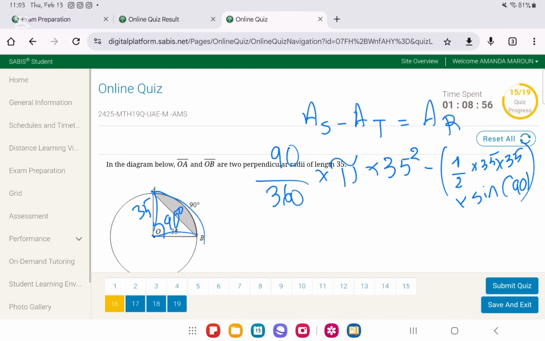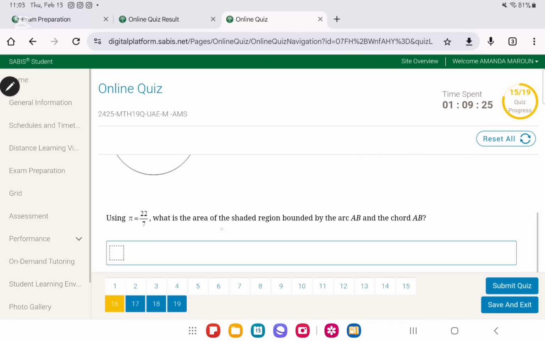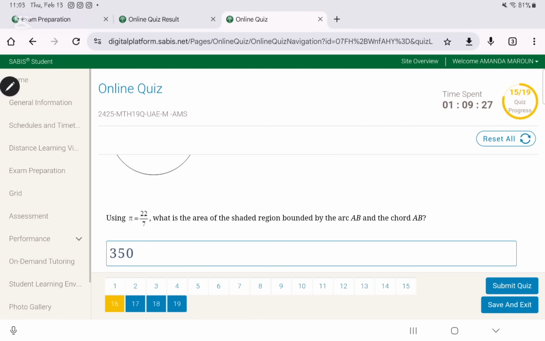let me put it on the calculator. 90 over 360 times pi, remember, use pi as 22/7, times 22/7 times 35 squared minus 1/2 times 35 times 35 times sine 90. We will get quite literally an exact answer of 350. So our answer over here is 350.